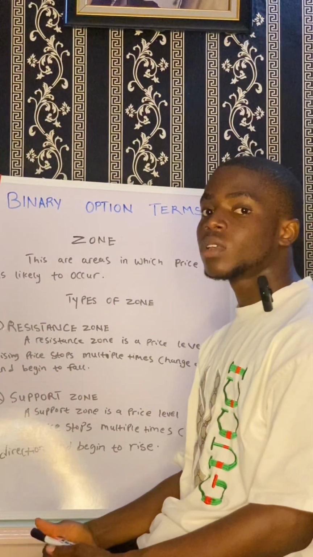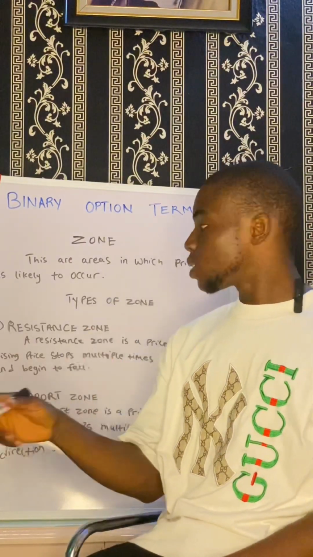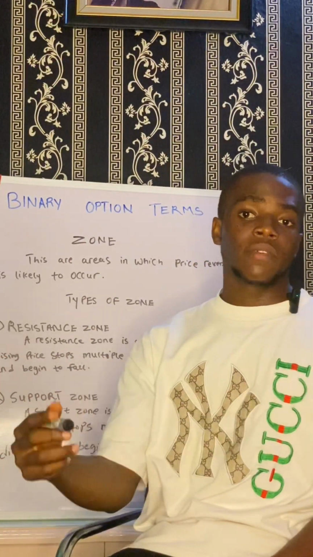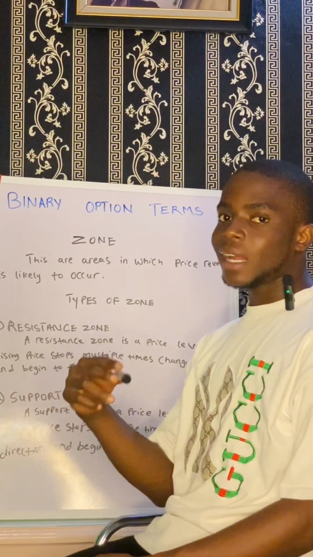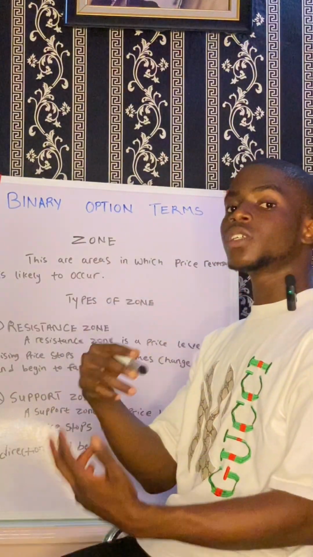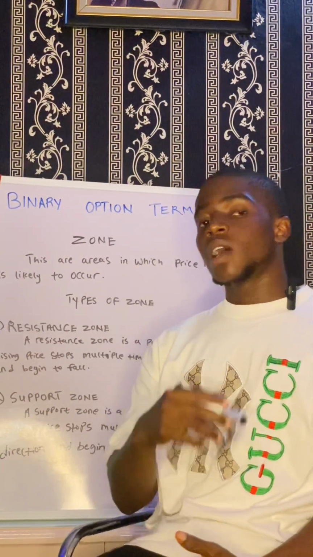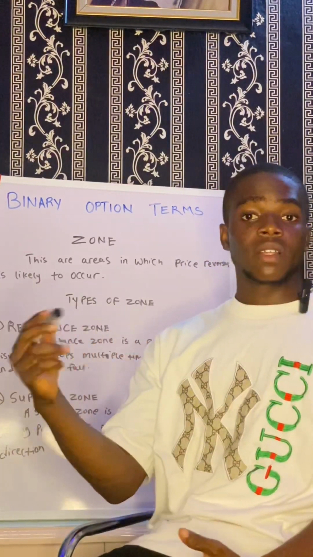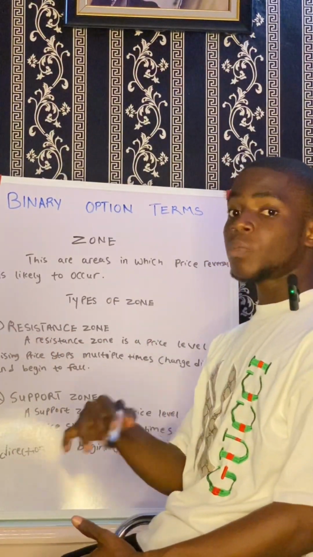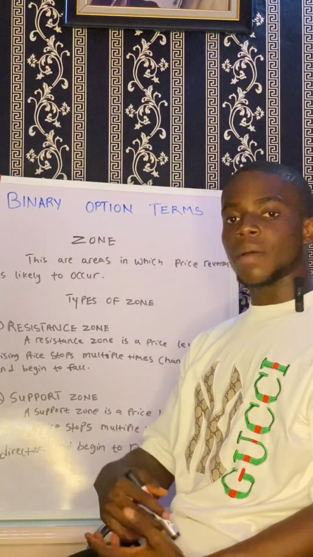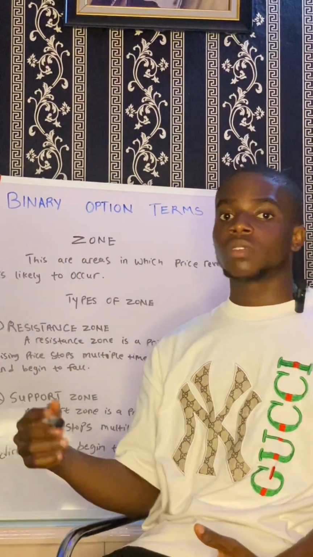We have the resistance zone and we have the support zone. Resistance zones are price levels at which rising price stops multiple times, changes direction and begins to fall. Support zones are price levels at which falling price stops multiple times, changes direction and begins to rise again. That is what zones are all about, guys.